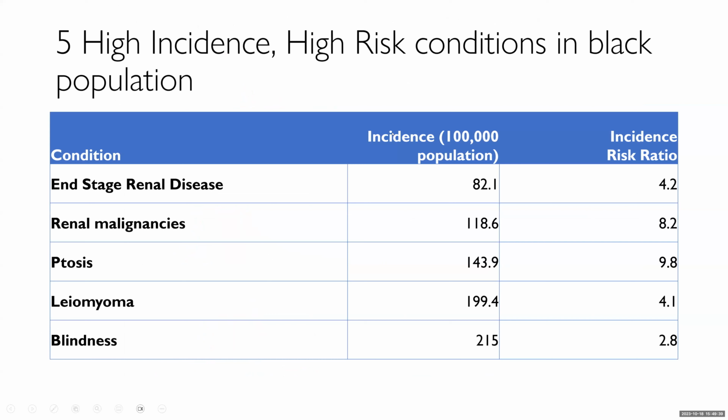So as I mentioned, we've got increased incidence and higher risk of end-stage renal disease in Black populations, increased renal malignancies, leiomyomas, and so we're working towards publishing all of these results with both the age sex standardized incidence and prevalence rates, and then highlighting those conditions that appear to be contributing towards health inequalities.